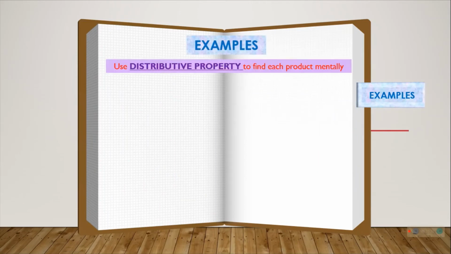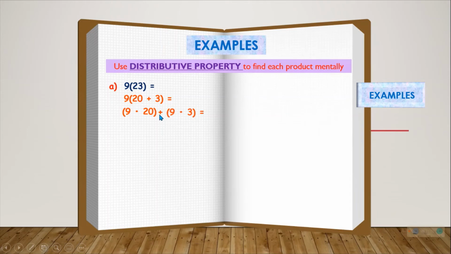Next example, gagamit naman tayo ng distributive property. So, dito, 9 times 23. Siyempre, hirap na hirap ka. Malaki yung number yan para i-multiply natin. So, ang gagawin natin, yung 23, gagawin natin iwalay. So, 20 plus 3. Tapos, since distributive property, si 9, i-multiply natin kay 20. And then, si 9, i-multiply din natin kay 3.